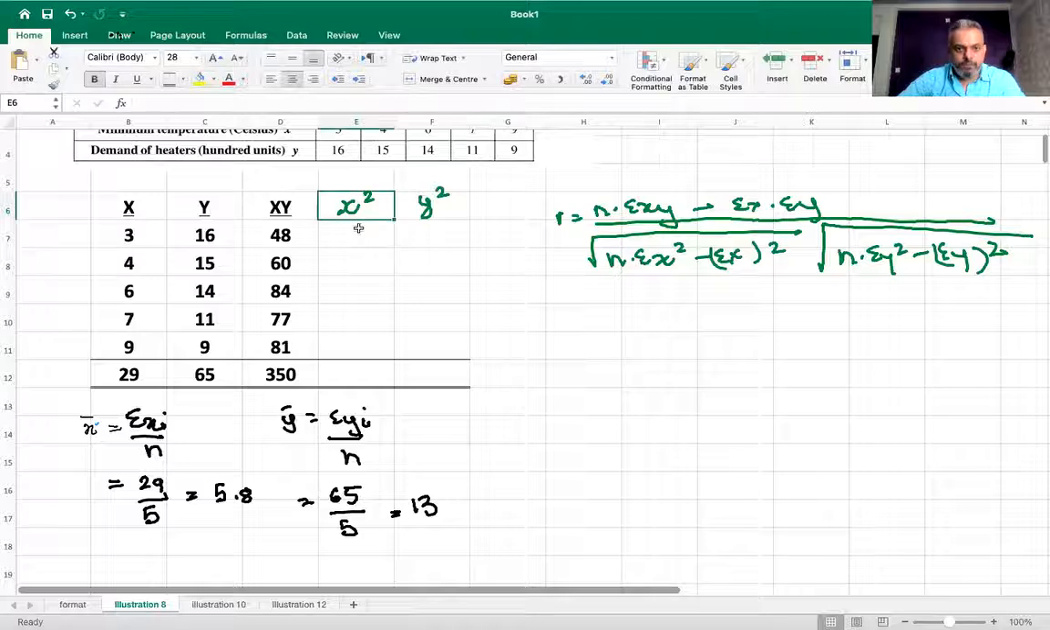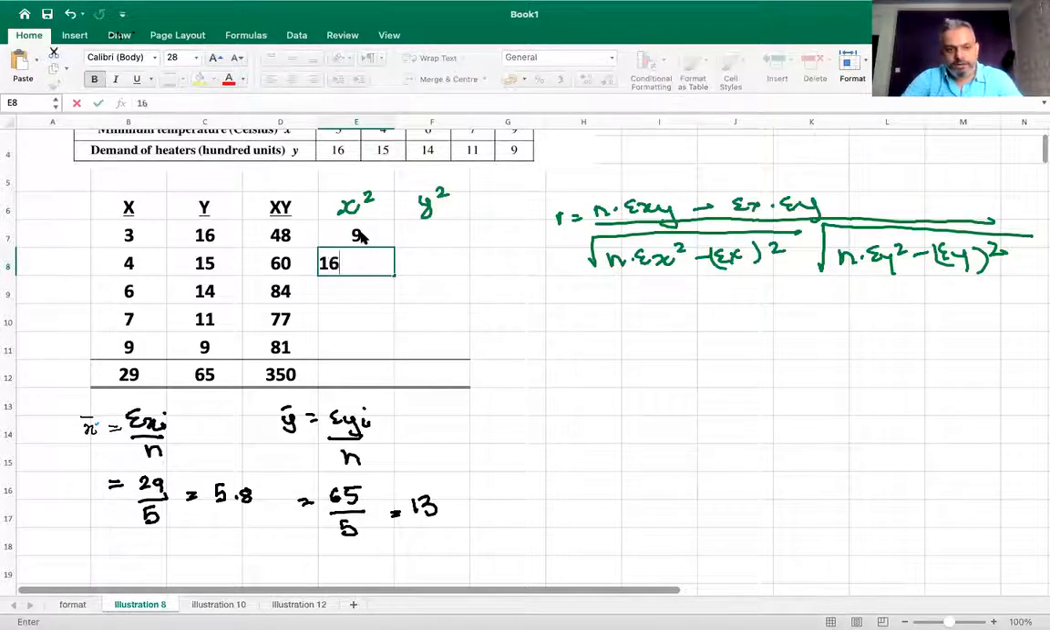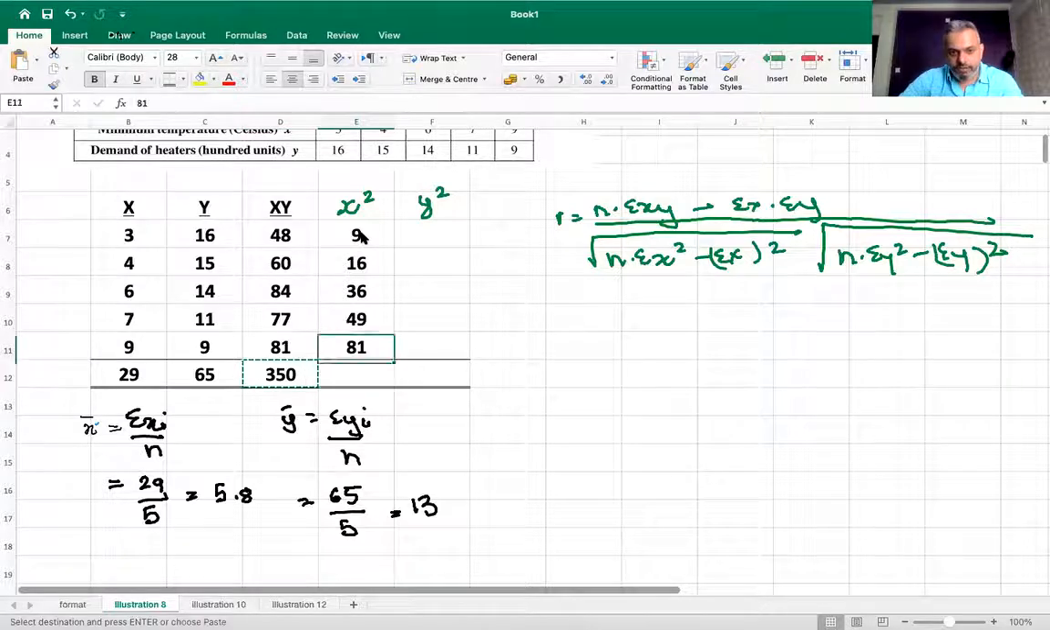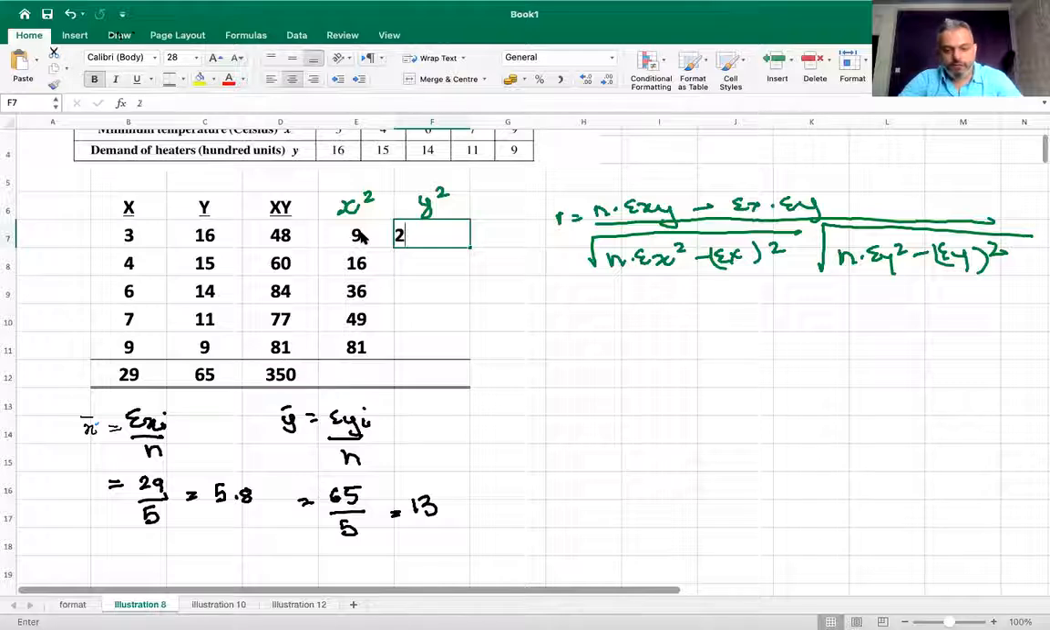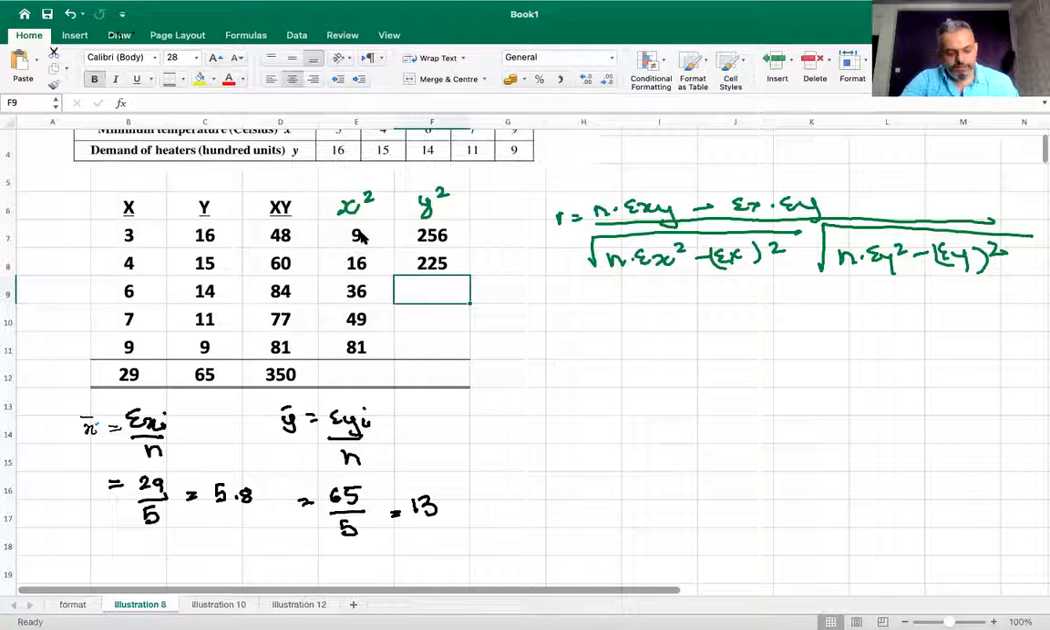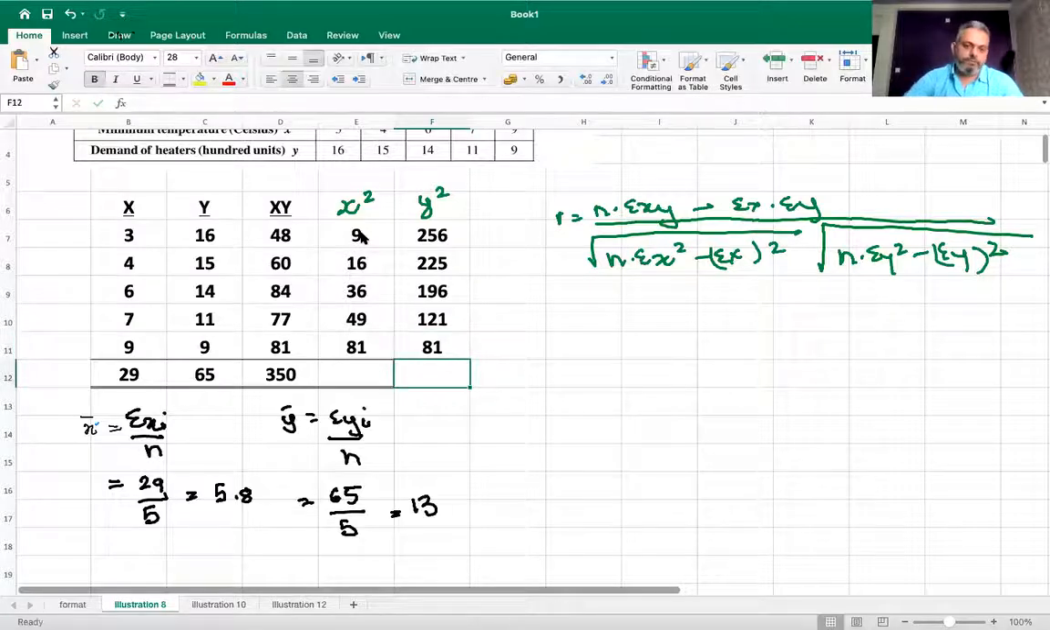So now x square is 3 square 9, 4 square 16, 6 square 36, 7 square 49, 9 square 81. The total, you do it later. Then 16 square is 256, 15 square is 225, 14 square is 196, 11 square is 121 and 9 square is 81. Please do the totals on your own.